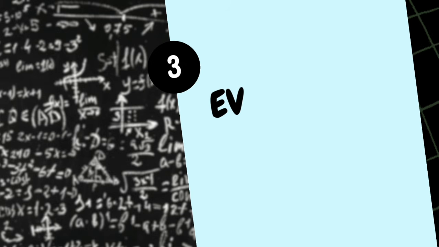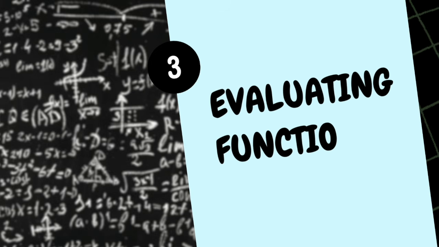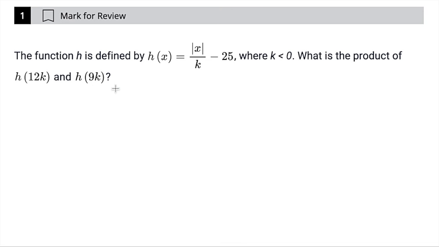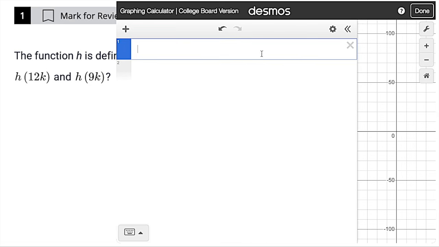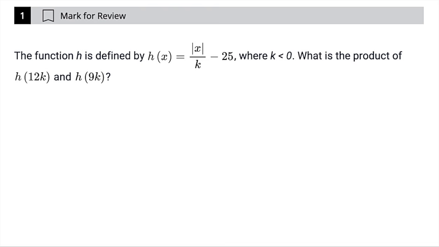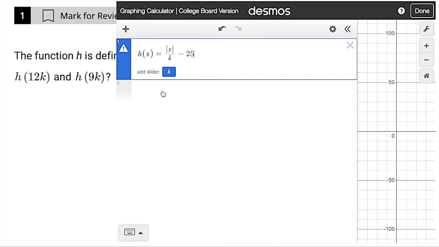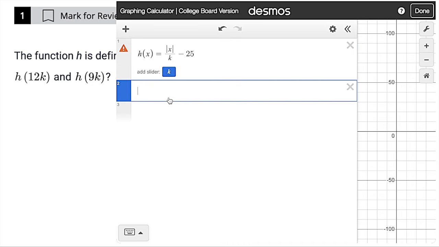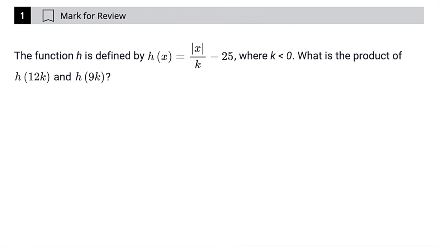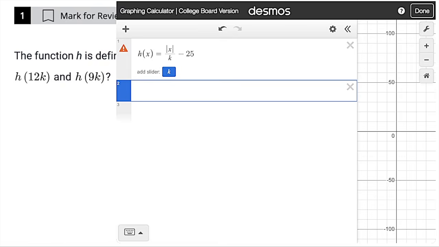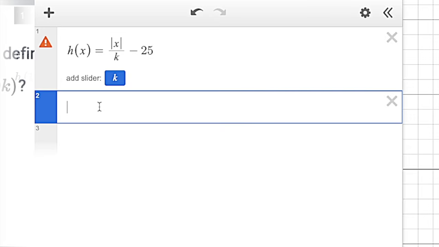Hack number 3 is evaluating functions. And when I talk about evaluating functions, I mean stuff like this, where we're supposed to figure out different values of different inputs and outputs of functions. So for these guys, we are gonna type exactly what was given to us straight into Desmos. And then we are going to evaluate our function by typing the other thing. It's asking about the product of h(12k) and h(9k). So it would be those two things multiplied, right?